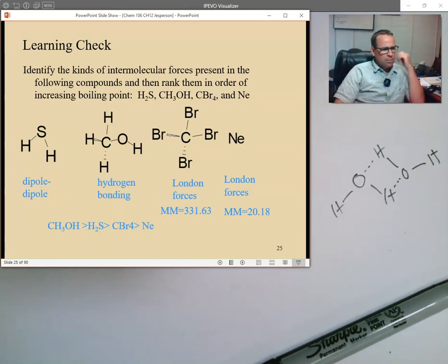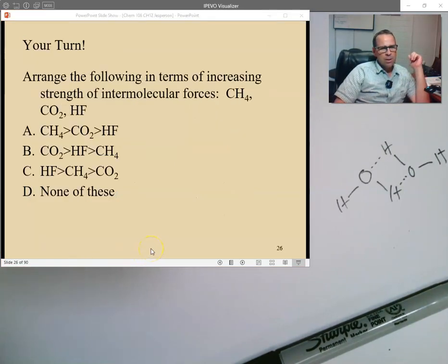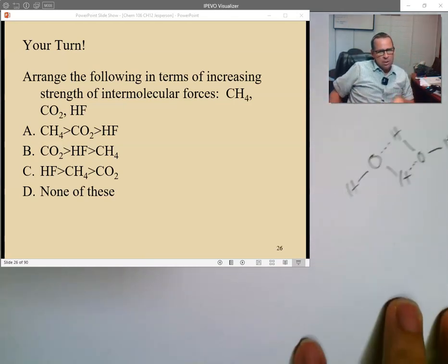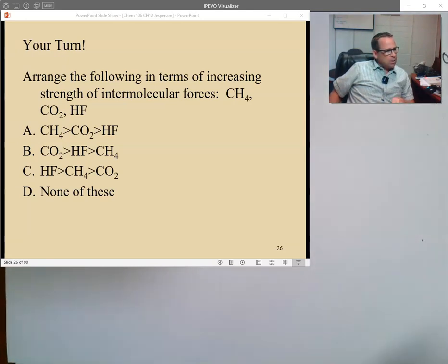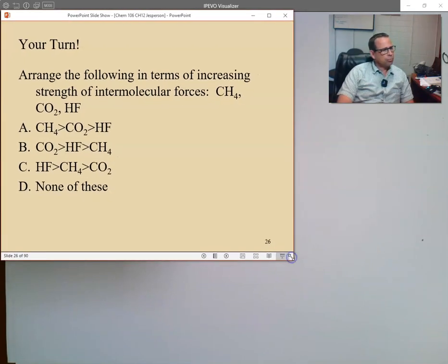All right. Any questions about that? Okay. Let's go on to here then. Let's arrange these in increasing strength of intermolecular force. And then after you've looked at this for about 18 seconds, Jace will tell us an answer. Okay, so get ready, Jace, to tell us which one of these is correct. Or I guess it says none of these is a possibility as well. Okay, ready, Jace?